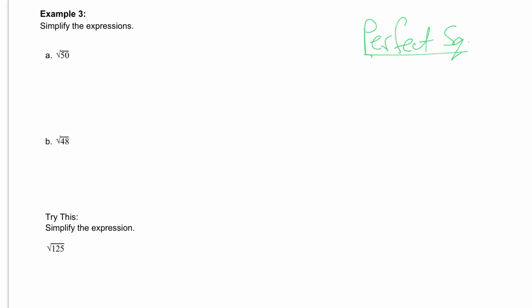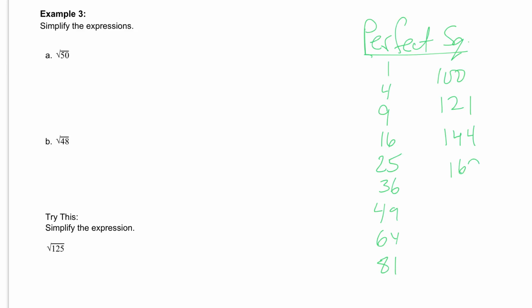And remember, our perfect squares just come by multiplying a number by itself. So 1 times 1 is 1, 2 times 2 is 4, 3 times 3 is 9, 16, 25, 36, 49, 8 times 8, 64, 9 times 9, 81, we get to 100, 11 times 11 is 121, 144, 169, and so forth.